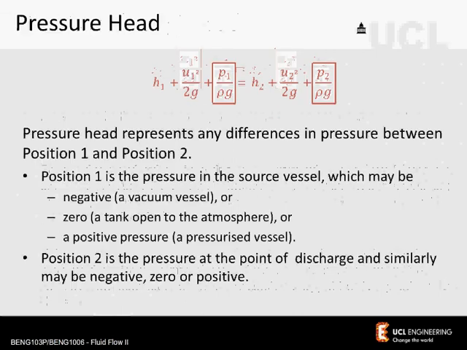The pressure head term represents any differences in pressure between position 1 and position 2. So position 1 is the pressure in the source vessel or source pipe, which might be negative if there's a vacuum operating in the vessel, 0 if the tank or the pipe is open to the atmosphere, or positive if you have a pressurized vessel, for example if you're pressurizing the fluid in order to pump it out of the vessel. Position 2 is the pressure at the point of discharge out of the pipe or into another tank, and similarly maybe negative, 0 or positive.